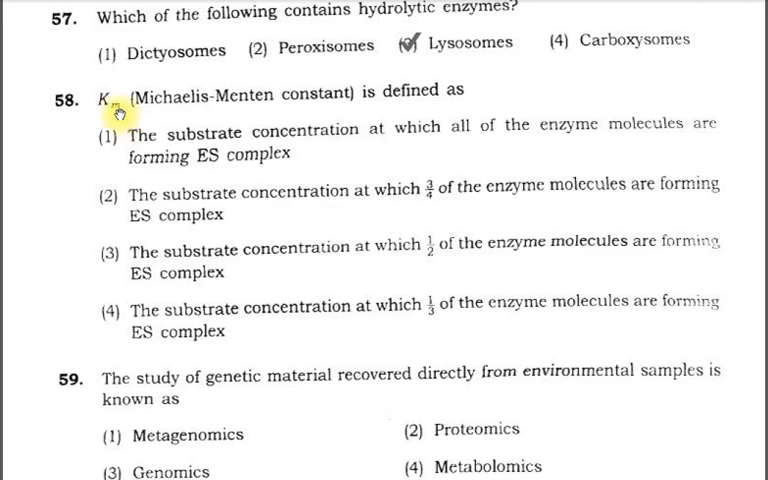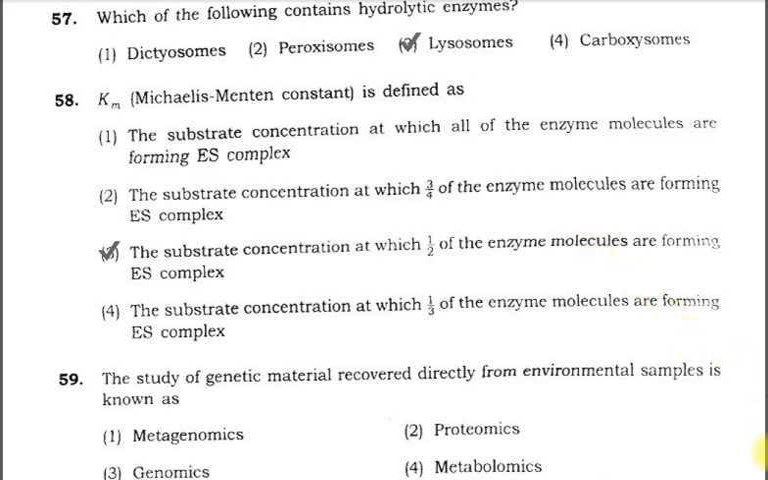Question number 58. Km, Michaelis-Menten constant, is defined as. Option 1, substrate concentration at which all of the enzyme molecules are forming ES complex, enzyme substrate complex. Option 2, the substrate concentration at which 3/4 of the enzyme molecules are forming ES complex. Option 3, the substrate concentration at which half of the enzyme molecules are forming the ES complex. Option 4, the substrate concentration at which 1/3 of the enzyme molecules are forming the ES complex. So here option number 3 is correct. It is that substrate concentration at which half of the enzyme molecules are forming the ES complex.